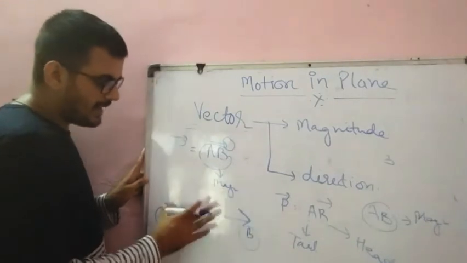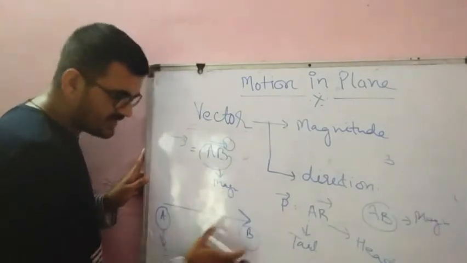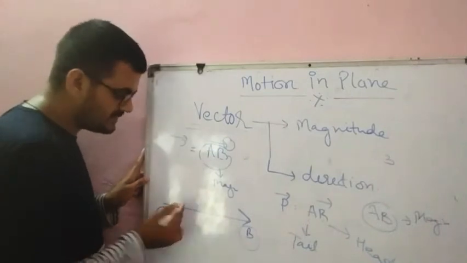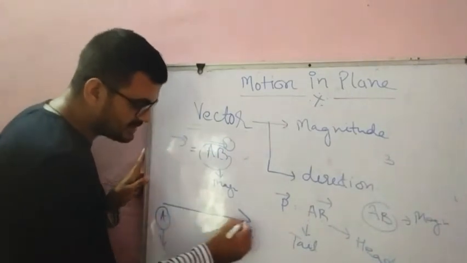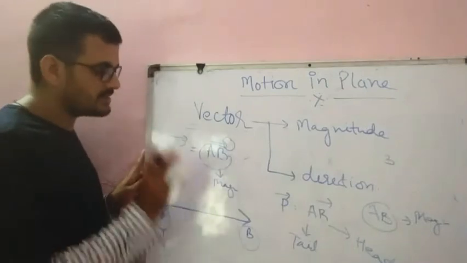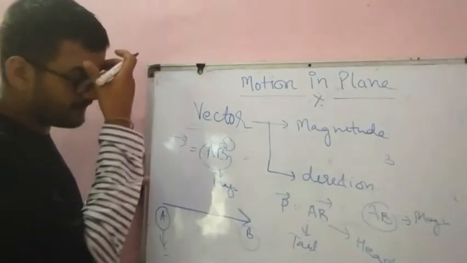अब जो ये लेंथ है, ये देखो यहाँ से लेकर यहाँ तक AB means ये पूरा AB है, means this length is representing the magnitude. Okay, this is very simple, very simple.